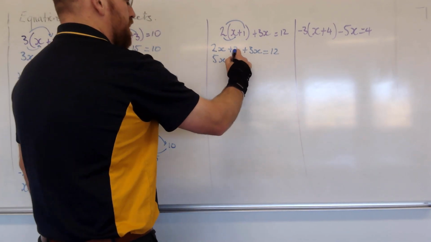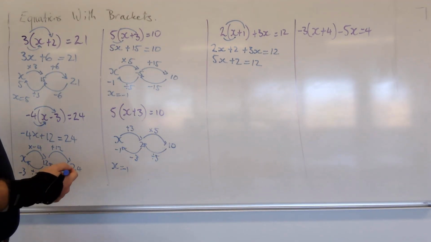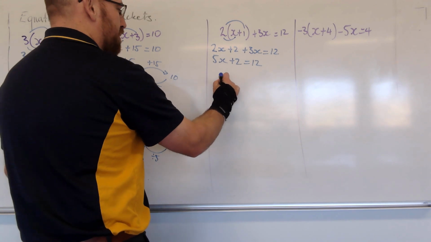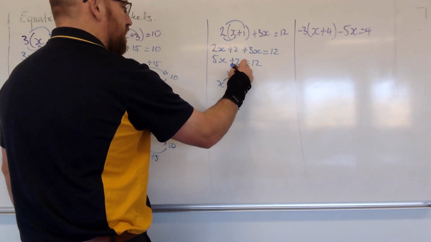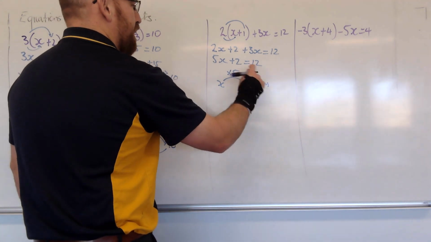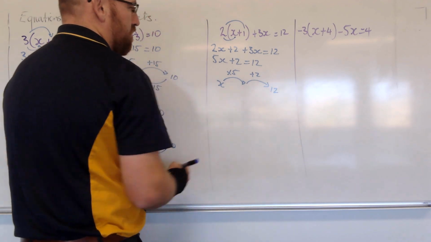Plus my 2 equals 12. Right? Now I can set up the story of x. Starting with x, first thing that happens is I times by 5. Okay? Next thing that happens is I add 2. I end up with this result of 12.